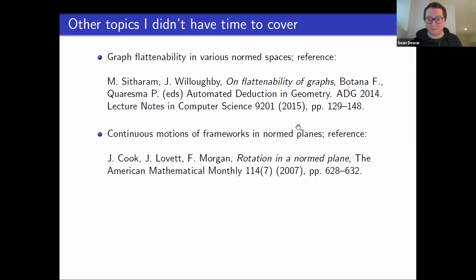I will mention something about this, but I didn't want to go into too much detail. You can do continuous motions. I should really say continuous flexes. So continuous flexibility of frameworks in norm planes. This has also been covered. You have to do it a lot more on a case-by-case basis, but in some ways this isn't a surprise. You have to do this with Euclidean things as well, such as the K33 graph. You would have to think about what you're doing very carefully. But yes, there is some work on when it can happen. If it can happen, it often implies that the space is Euclidean, interestingly.